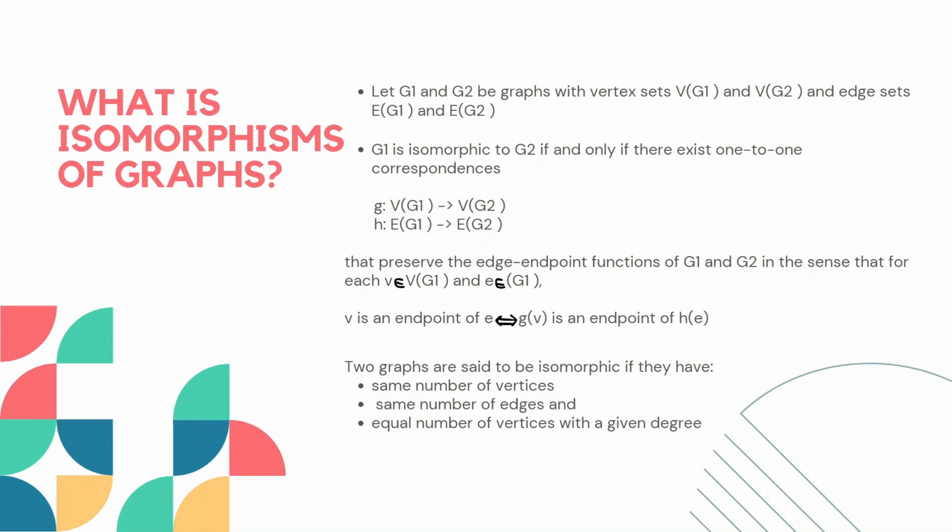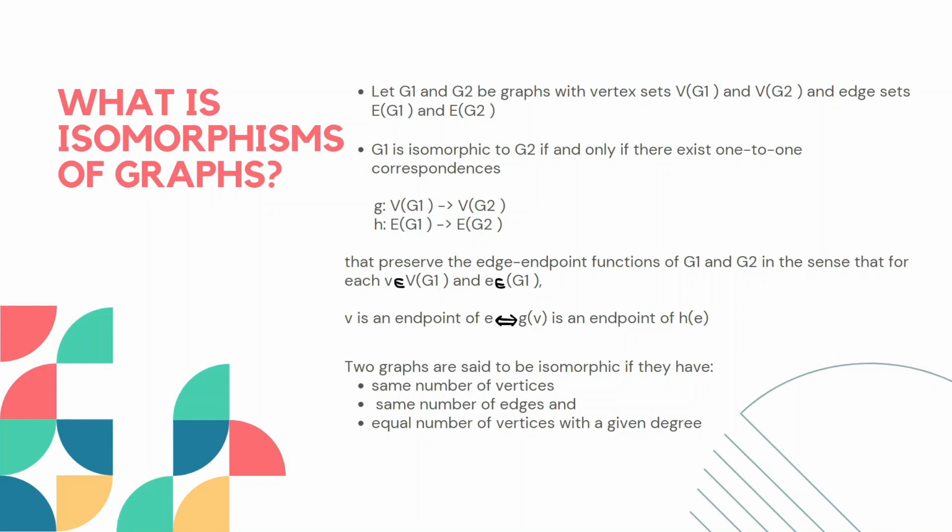Let G1 and G2 be graphs with vertex sets V(G1) and V(G2) and edge sets E(G1) and E(G2). G1 is isomorphic to G2 if and only if there exists a one-to-one correspondence, such as this function g and this function h, that preserve the edge endpoint functions of G1 and G2, in the sense that for each vertex v an element of V(G1) and each edge e an element of E(G1).